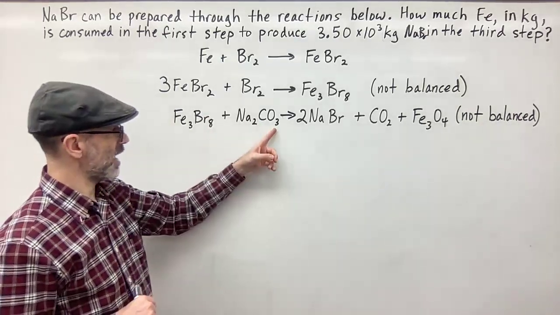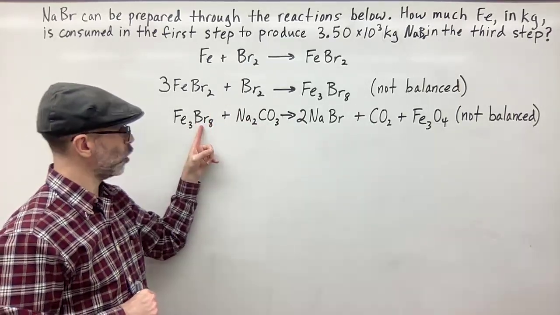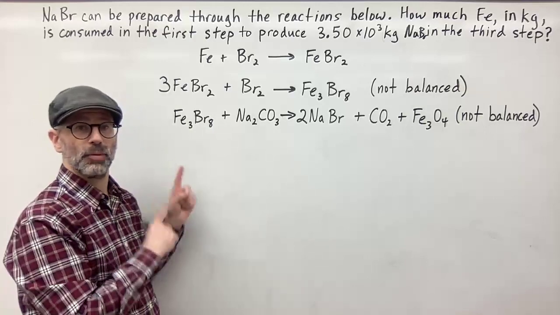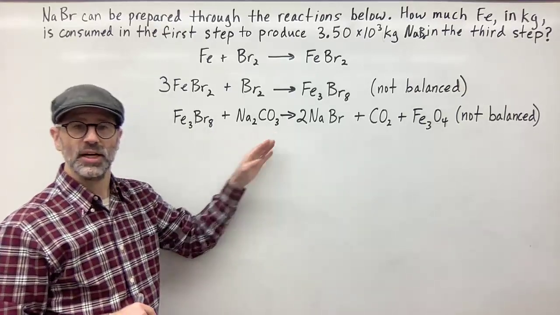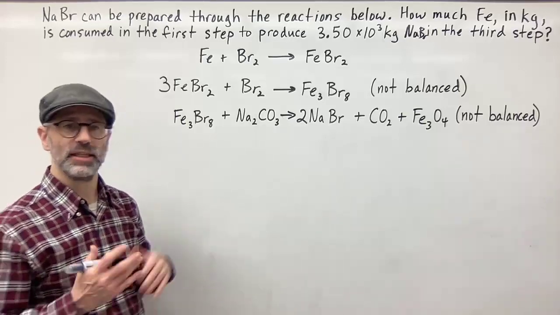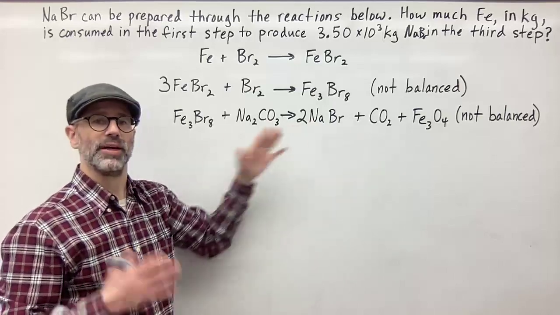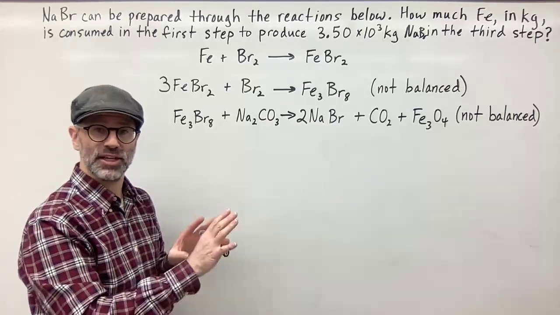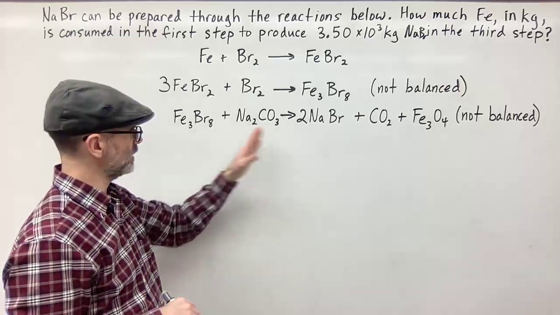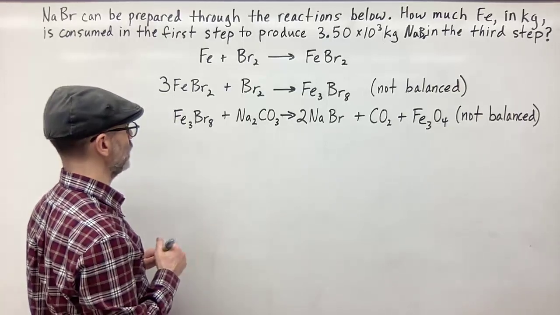Okay, next we're going to do the nonmetals. Notice I have oxygen, carbon, and bromine. I'm going to balance the bromine and carbon first. I'm going to leave oxygen for last. Usually the rule of thumb is you leave hydrogen and oxygen for last, but in this case we don't have hydrogen, so it's just oxygen. So we'll leave oxygen for later.